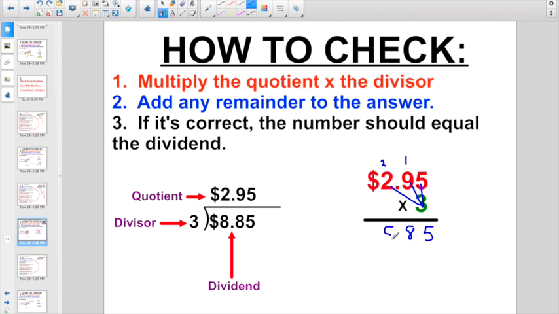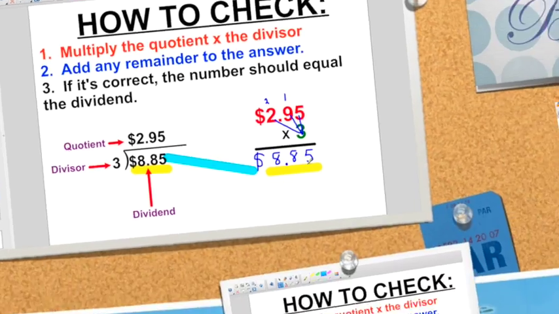Then I'm going to go 3 times 2 is 6 plus the 2 I carried. That is 8. But there's a dollar sign and a decimal point inside the problem, so I need to make sure I put in a dollar sign and a decimal point on the answer. So, how do I know it's correct? If it's correct, the number should equal the dividend. I have $8.85. I have $8.85 here. So congratulations, we divided that correctly.